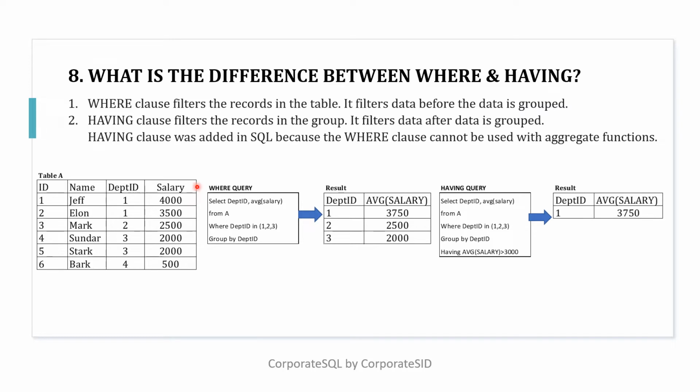If I have to use where in a query, my sequence will be select, from, where, group by. If I'm using having in a query, my sequence will be select, from, where, group by, having, after group by. So why do we use having clause when we have a where condition? Having clause was added in SQL because the where clause cannot be used with aggregate functions.